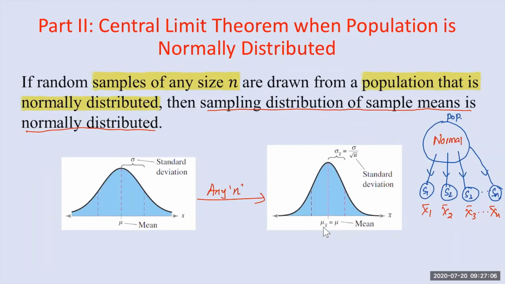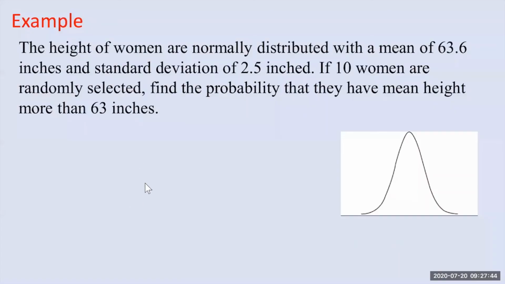With the mean, you can see here, the mean of the sampling distribution is equal to the mean of the population, mu, whereas the standard deviation of the sampling distribution is equal to the population standard deviation divided by the square root of n. So that is the definition of the second part of the central limit theorem. So here is an example on the second part of the central limit theorem.